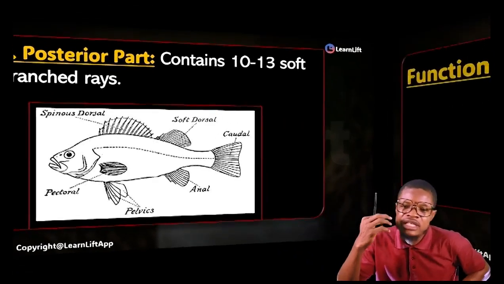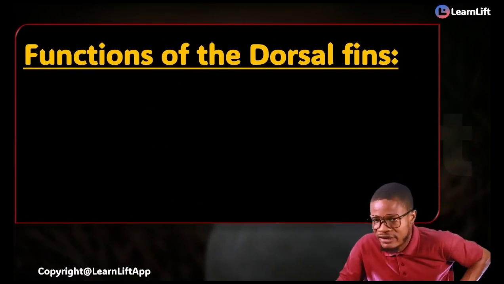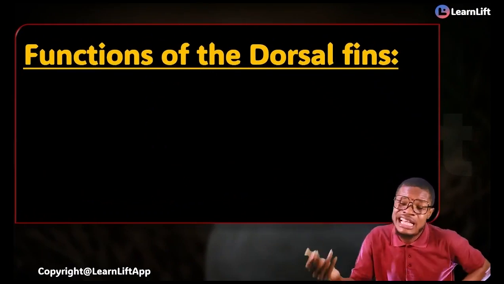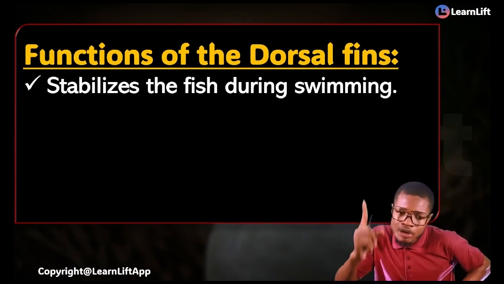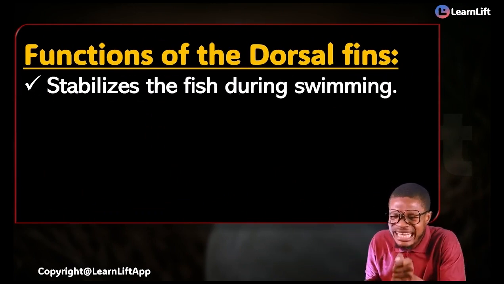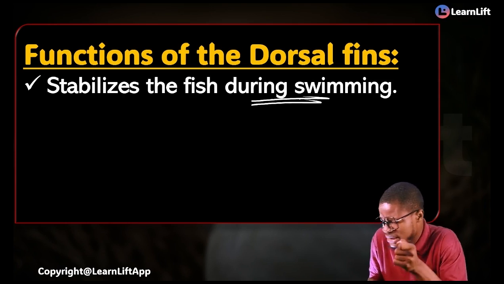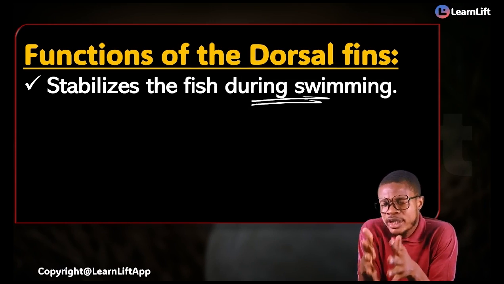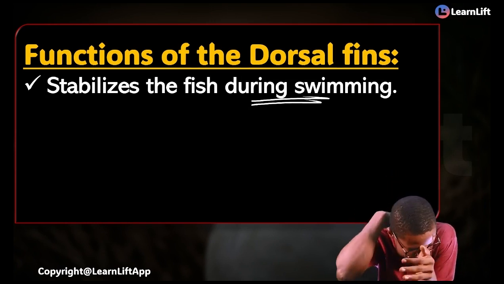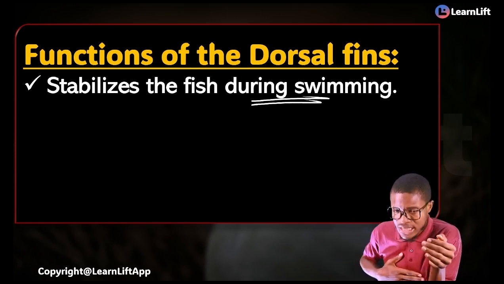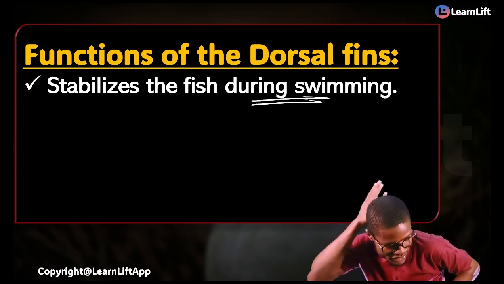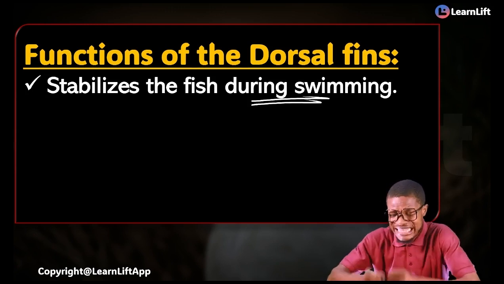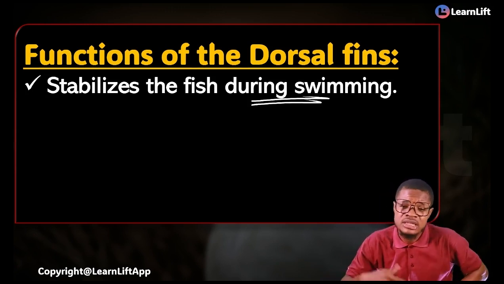And you must not forget, very quickly with me, the function of the dorsal fins, whether it is the anterior or the posterior ones that form them together. What are their functions? Number one function is that they stabilize the fish during swimming. What gives stability to the fish during swimming? You know, it is at the back of the fish. Now, this is the dorsal surface. This is the ventral surface. The fin that is on the dorsal surface, that's the dorsal fin, having two parts. What stabilizes the fish during swimming? It is the dorsal fin.